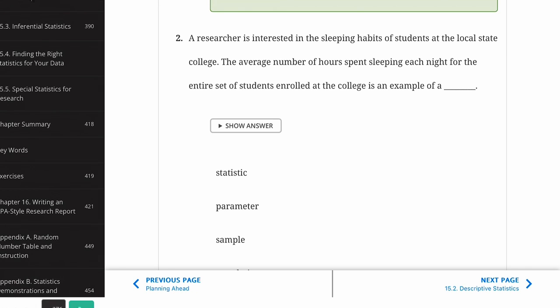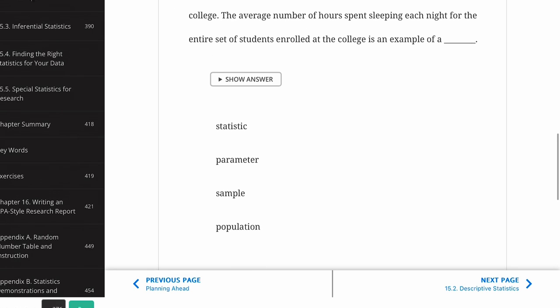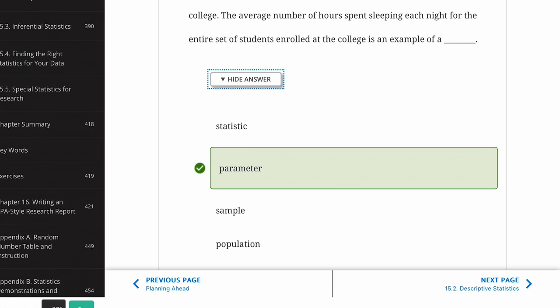Then if you look, they didn't sample here. The average number of hours spent sleeping each night for the entire set of students. So they actually got the information for the entire population at the college. So it would be a parameter, not a statistic, because they were able to actually get data from the entire population they were interested in. So remember, population equals parameter, sample equals statistic, okay?